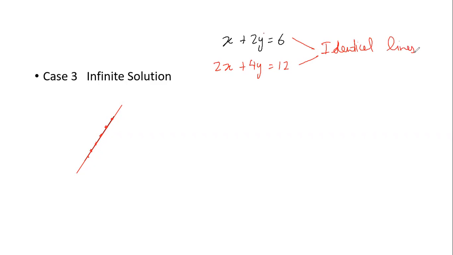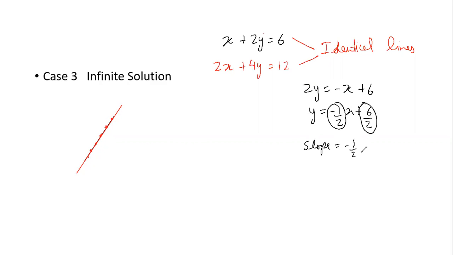Identical lines. If you notice carefully, I have just multiplied the first equation with 2 and generated the second equation. So if you focus on the slope and y-intercept of both the lines, it will be same. From the first equation, I can say 2y is equal to minus x plus 6. So y will be minus half x plus 6 by 2.